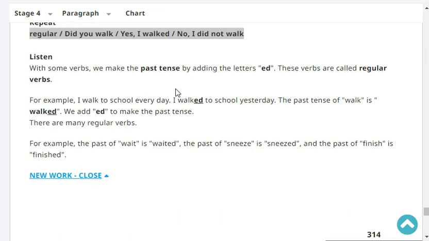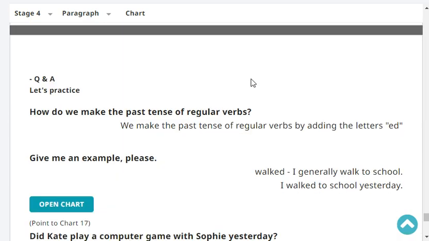There are many regular verbs. For example, the past of wait is waited. The past of sneeze is sneezed. The past of finish is finished. Okay, now let's practice. How do we make the past tense of regular verbs? We make the past tense of regular verbs by adding the letters ed.